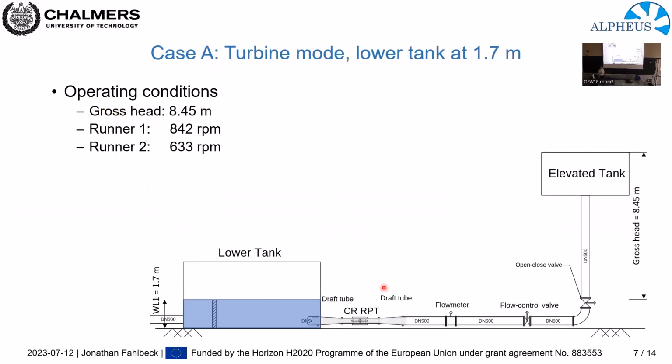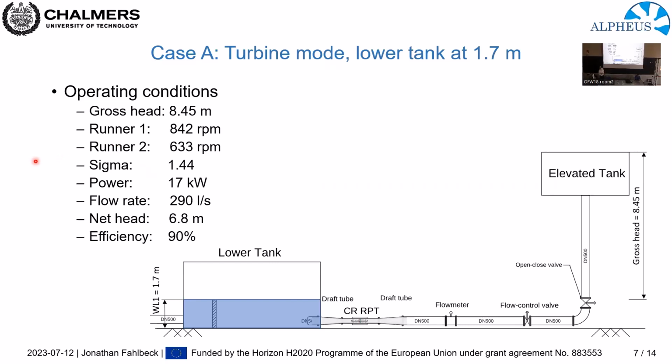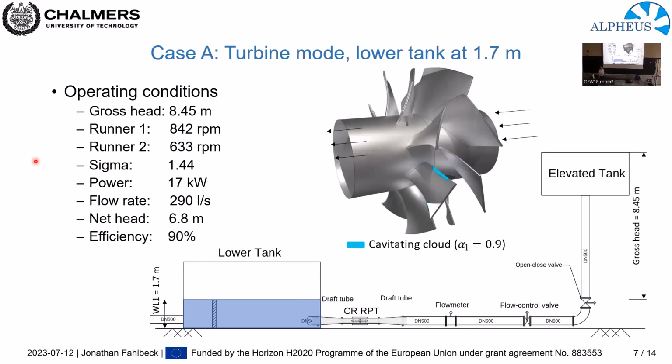All right, so I'll start with case A, which is in turbine mode. In case A, I use the lowest height elevation available in the lab in the lower tank. And you can see the runner rotational speeds here. If we calculate some numbers, we can see that we have a sigma value of roughly 1.44 and a power of 17 kilowatts. And they have some flow rate and net head of the machine as well. Looking at the isosurface of the volume fraction, we can see that we have some small amount of cavitation at the leading edge of the downstream runner in turbine mode, but in general almost no cavitation is present.